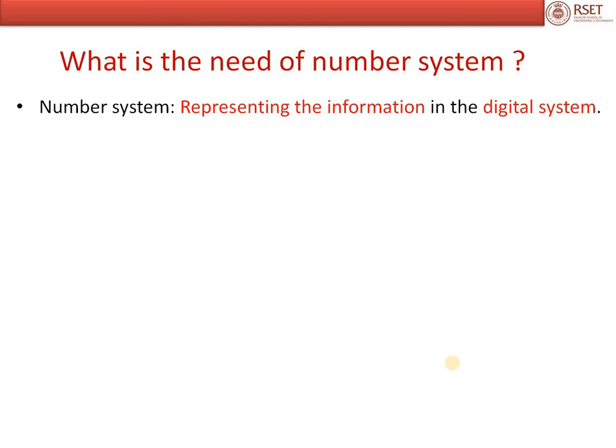A number system represents information in a digital system. For example, if you consider a computer, it can understand only 0 and 1, but these carry some kind of information. So this is using the binary number system.